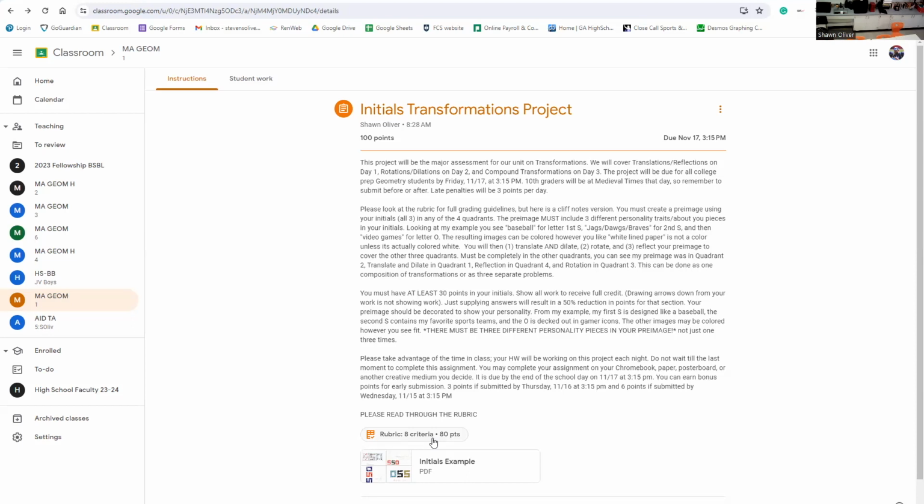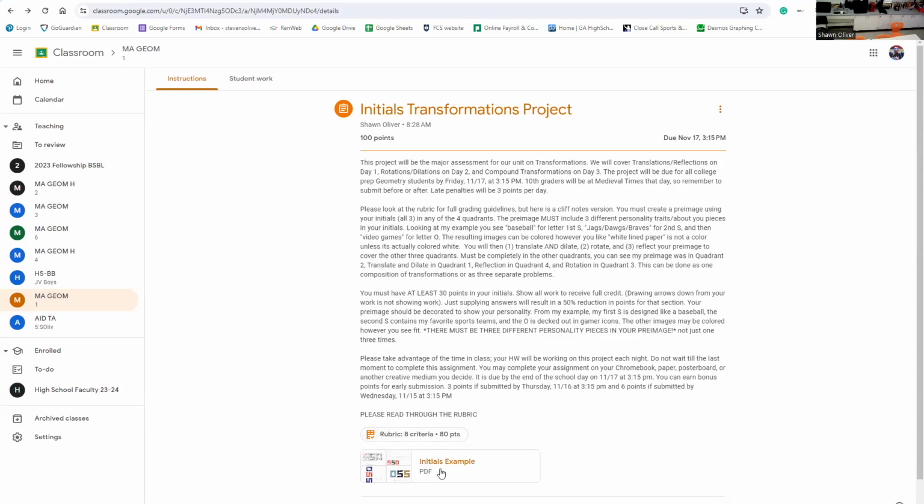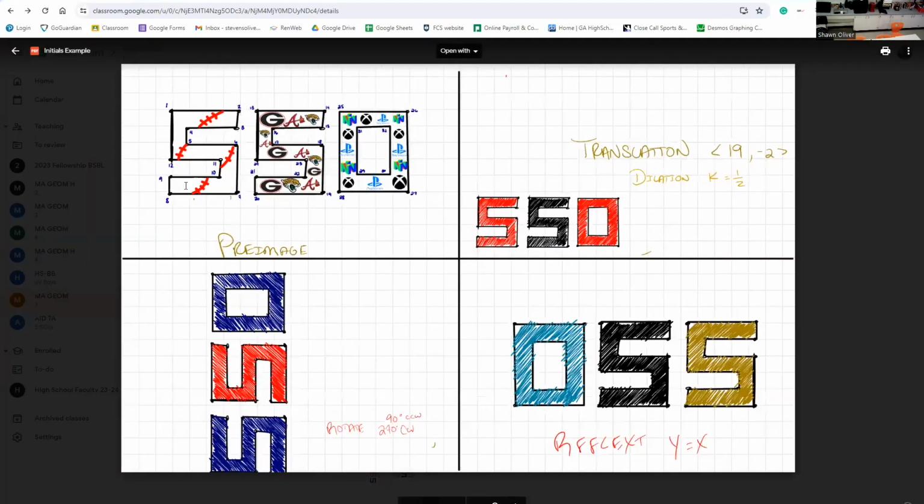There's a rubric down here that is going to give you the full grading guidelines, but I wanted to take another quick second to give you the Cliff Notes version. What you're going to do is create a pre-image using your initials. So I'm going to pull up my example real quick. You can see my initials are SSO, Stephen Sean Oliver. This is my labeled pre-image. Our pre-image must contain at least 30 points. I numbered them here so I can show you that I have all 30. I've got 32 exactly. It also makes our math part a lot easier.